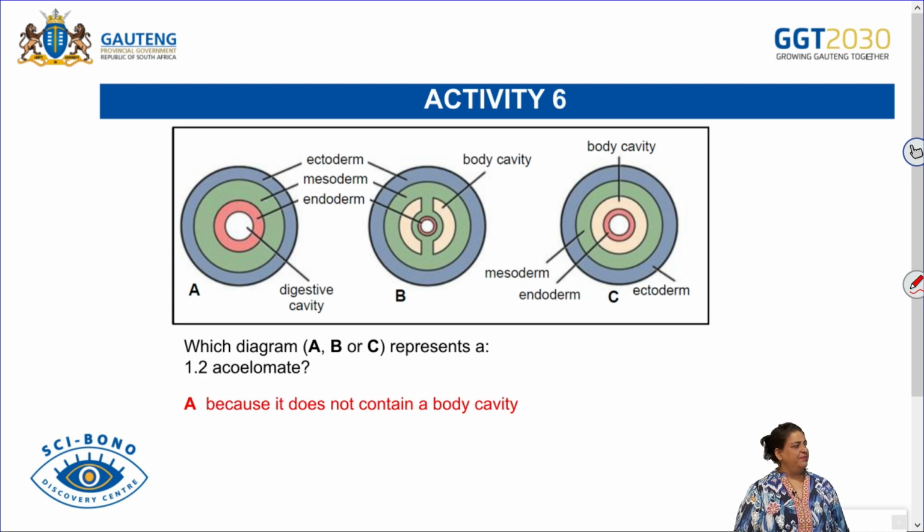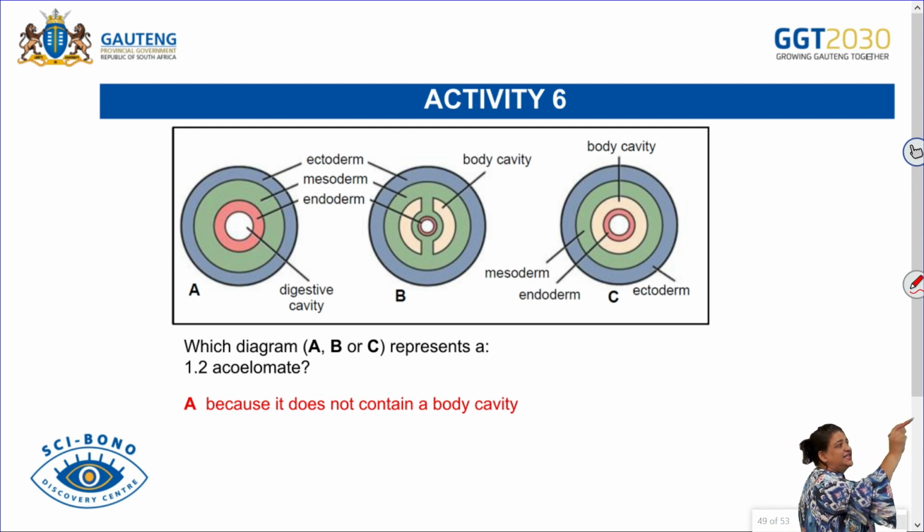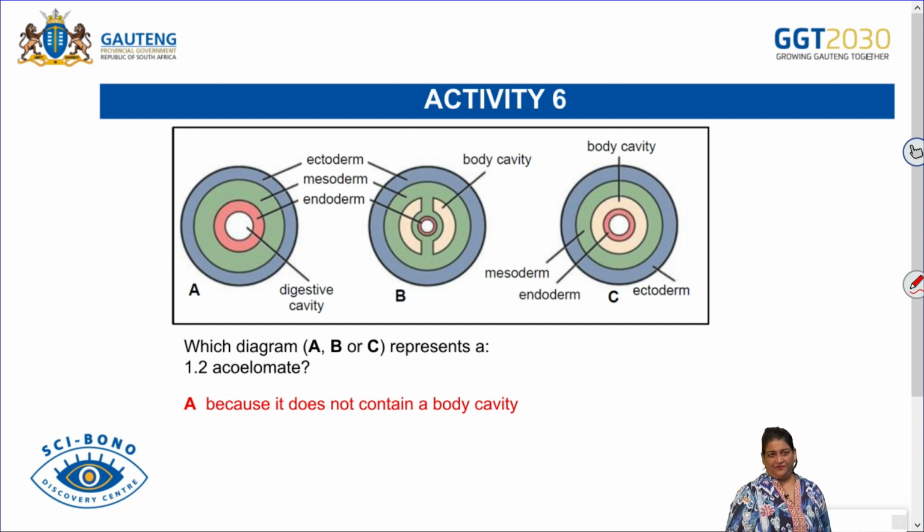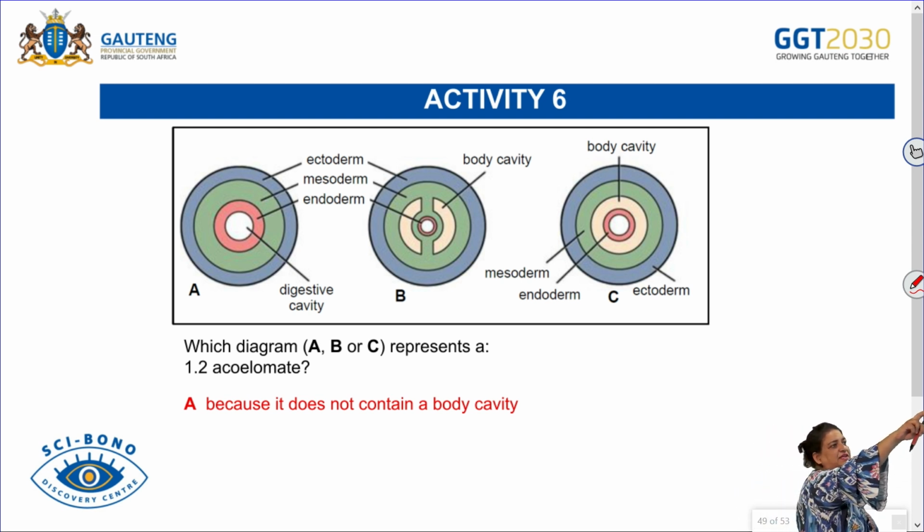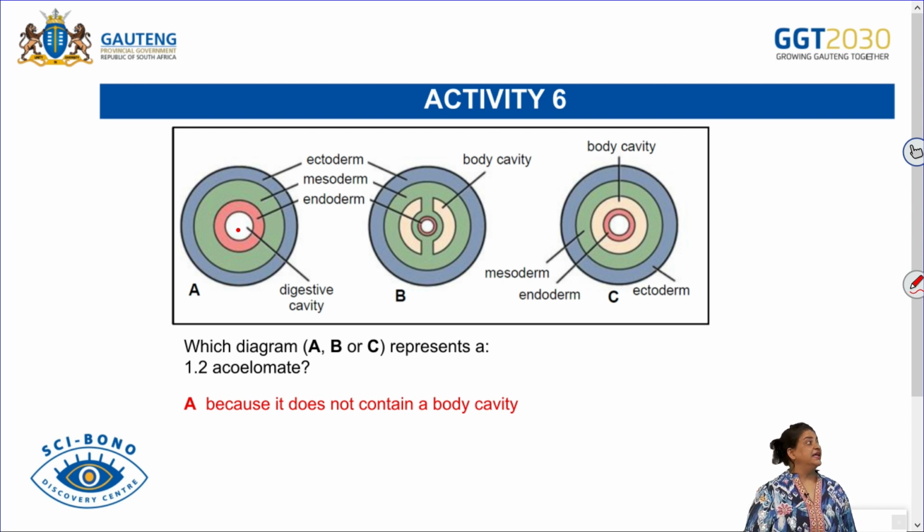Which diagram, A, B, or C, represents an acoelomate? It means it does not have a body cavity. Now here is what we have, a digestive cavity. So that's not a body cavity, it's a digestive cavity. So it's going to be A. Okay, here you can see the body cavity, the coelom. So that one is coelomate, but this one, they are showing you that here is a digestive cavity. It's not just a cavity filled with fluid, but it has digestive organs. So A is acoelomate, not a proper coelom.